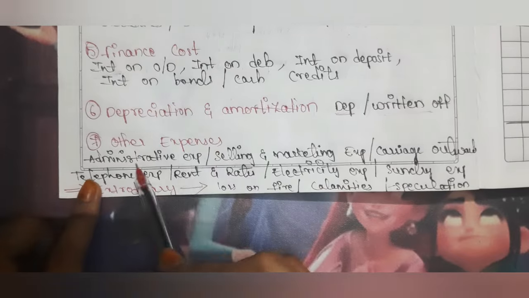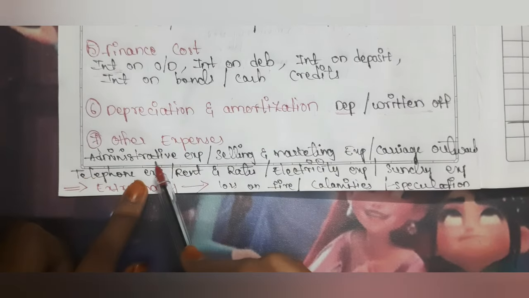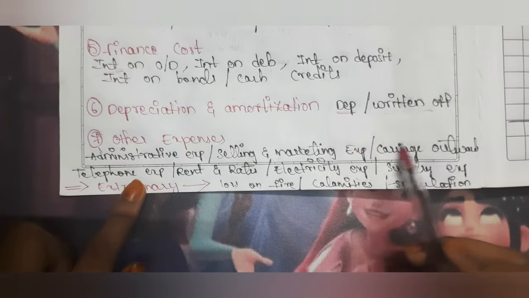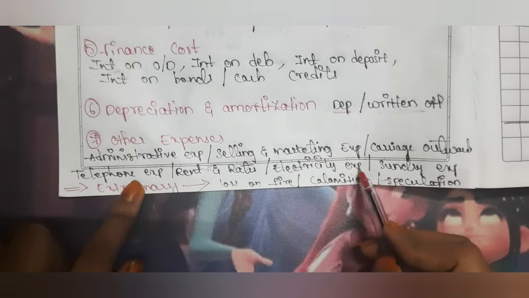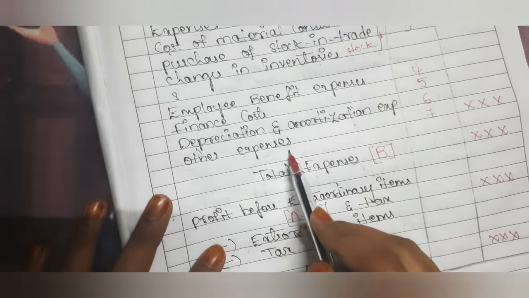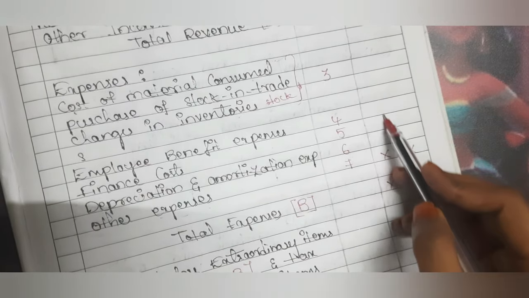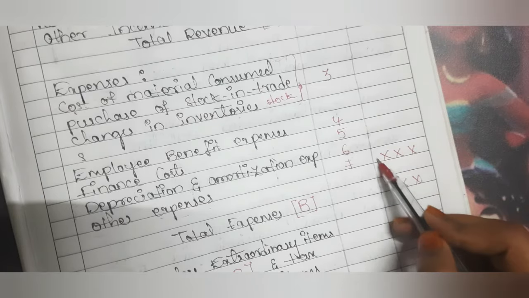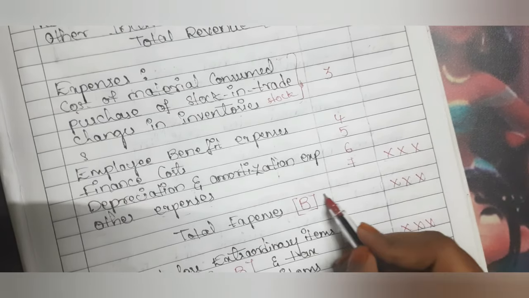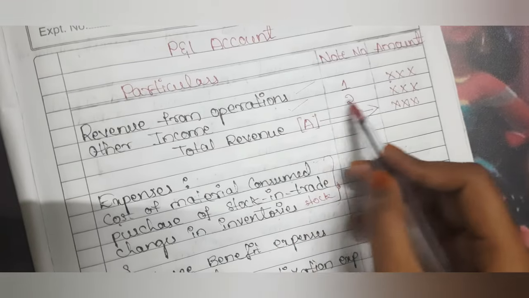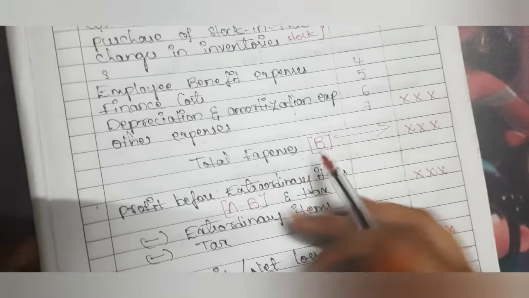The name itself says it: whatever other expenses there are, you take here, like administrative, selling and marketing, carriage, telephone, rent and rates. Mainly they will give you electricity, sundry expenses. Whatever the expenses are, you take them in other expenses, and you add all these. Whatever amount you get, that will be B. Okay, here is revenue, total revenue, and here total expenses.